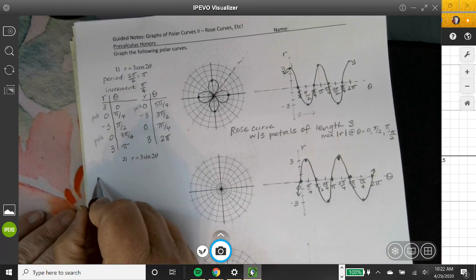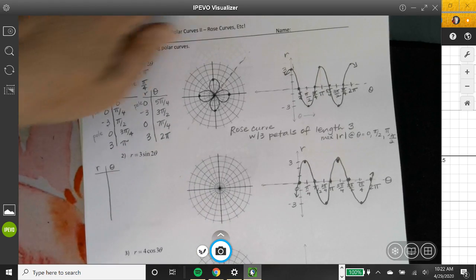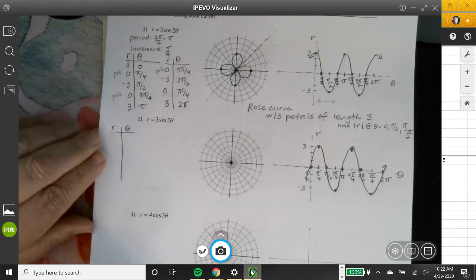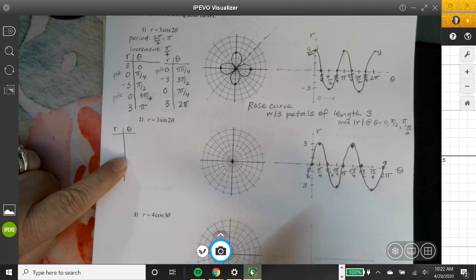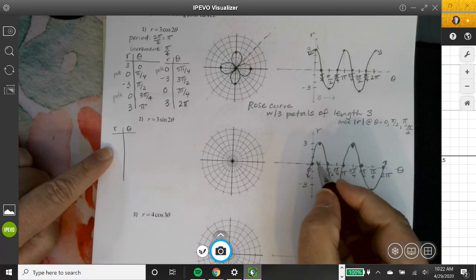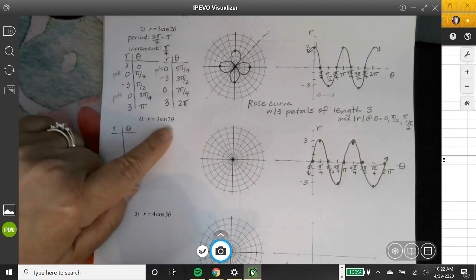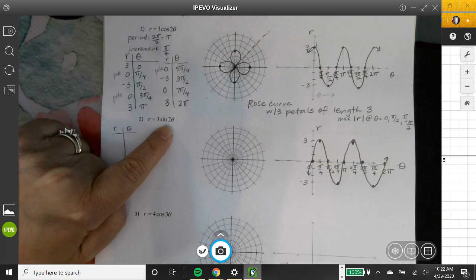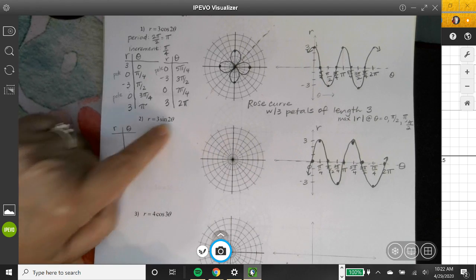So let's do an R theta chart. And by the end of this video, I'm hoping that we'll get to the point where we don't need this R theta chart. We can just read the polar points off of this graph. But for the first page and a half, we're going to do an R theta chart because I think that'll help. Again, we're expecting how many petals? 4 petals because we have an even number b factor.